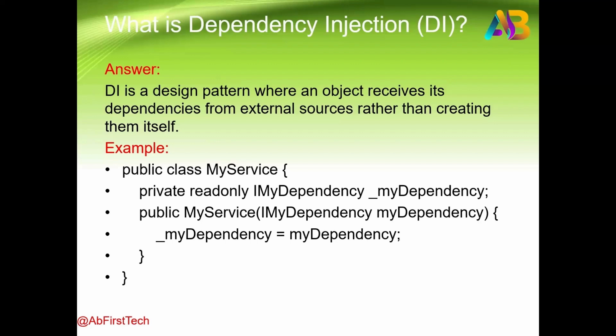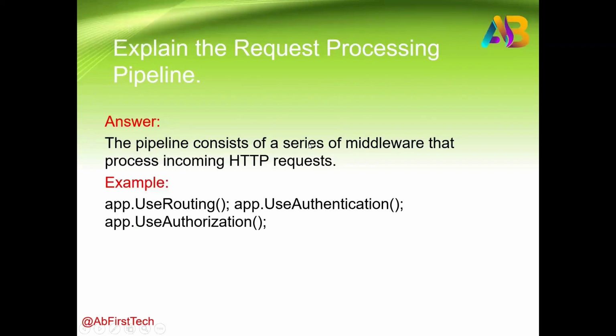For example, I want to implement a logger throughout my application, and a single instance is sufficient to capture the logs. In this particular scenario, we go for singleton. So those are the three different types of lifetimes we have in .NET Core.